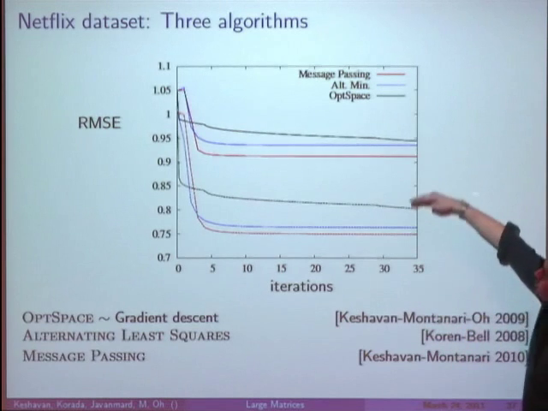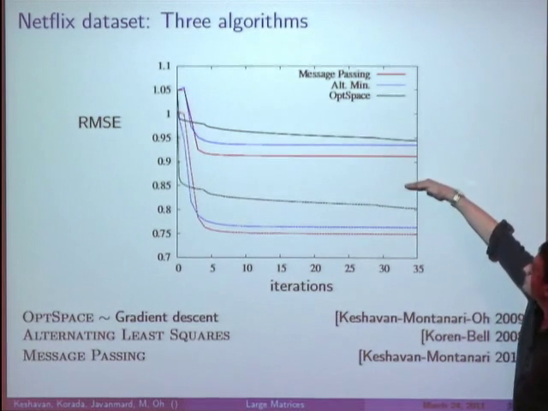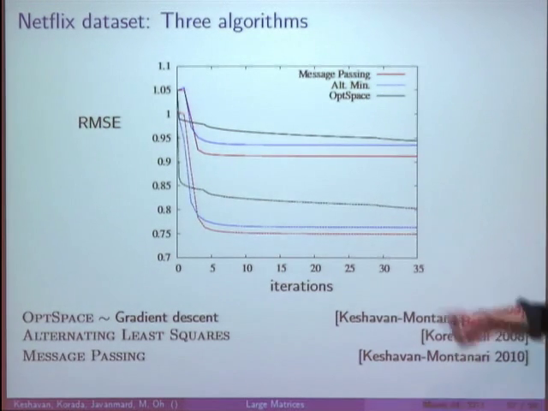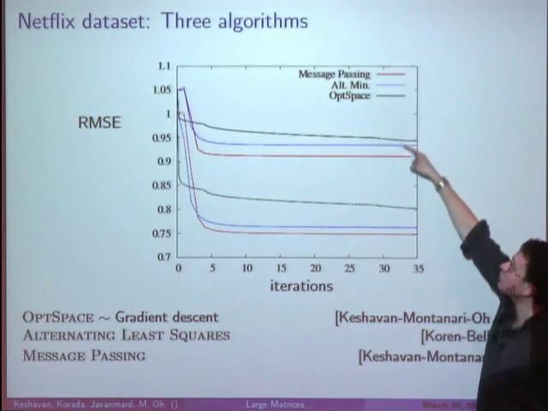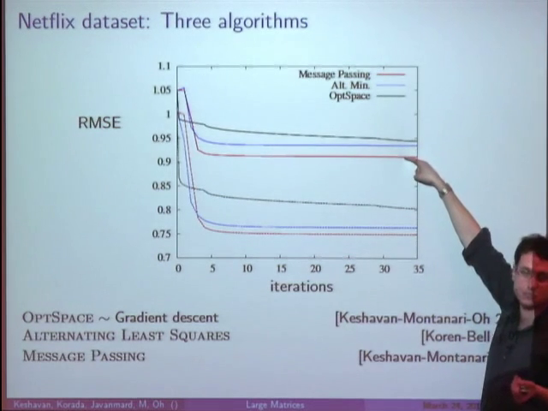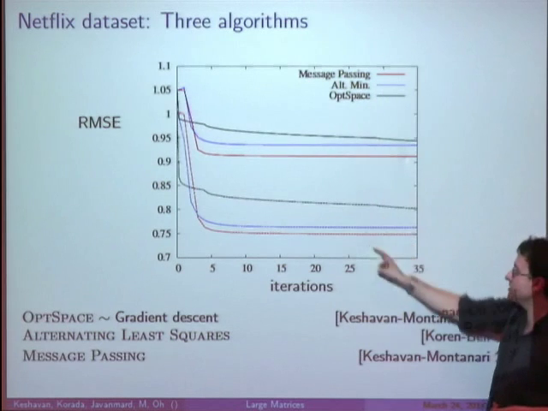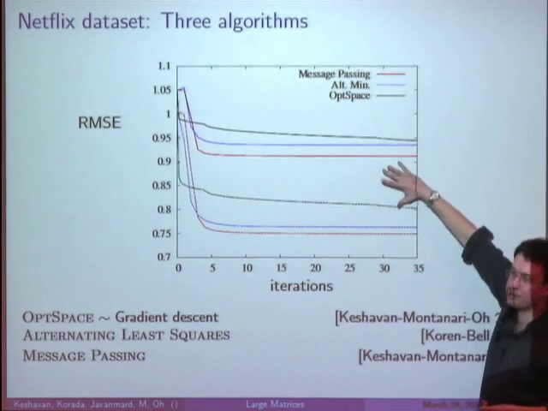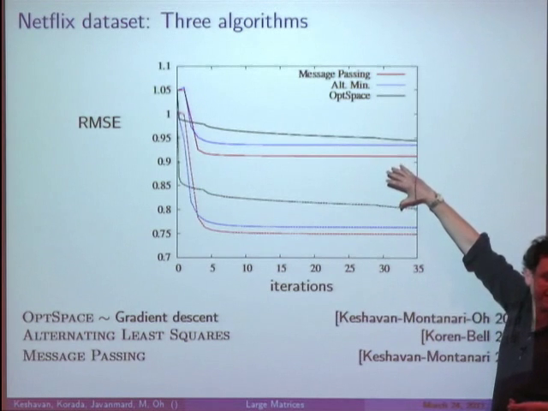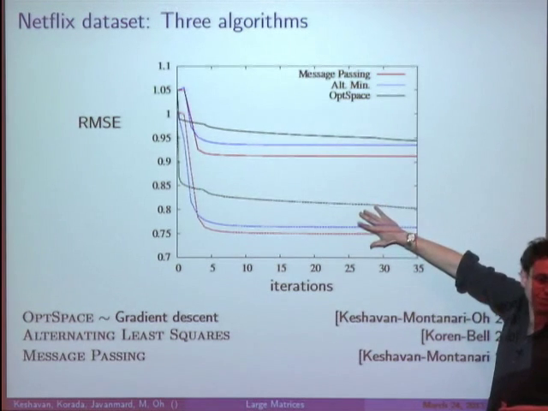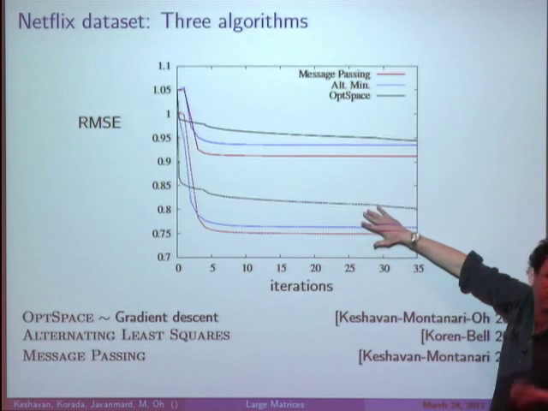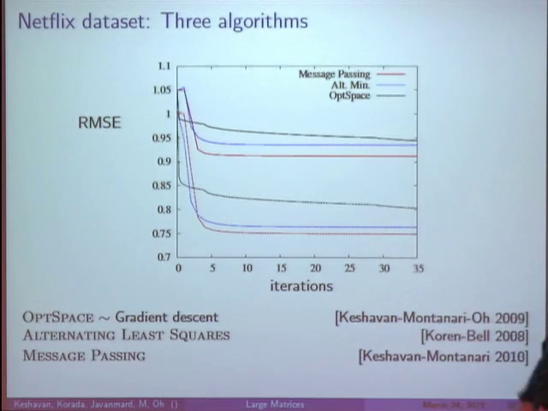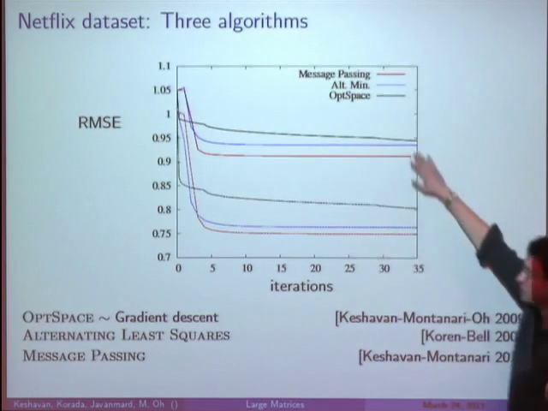So the prize was kind of here. We are not there. But one interesting thing is that this is the error on the entries that you didn't observe, and this is the error on the entries that you observe. So you see this gap is due to overfitting somehow. On the entries that you observe, you achieve a root mean square error that is smaller than the prediction error.